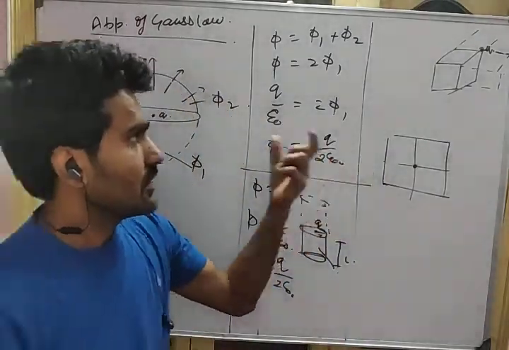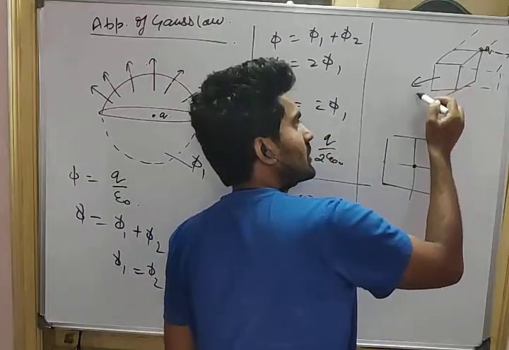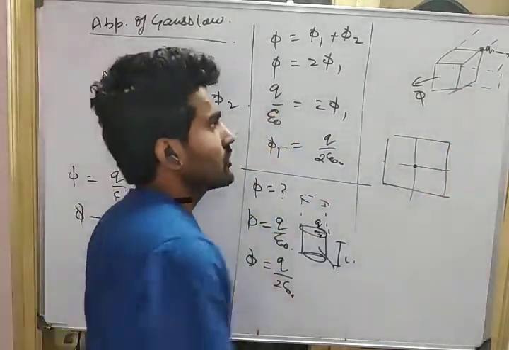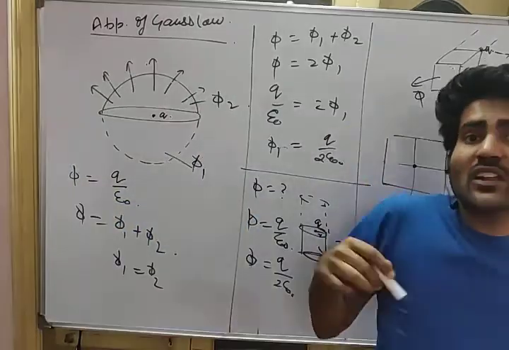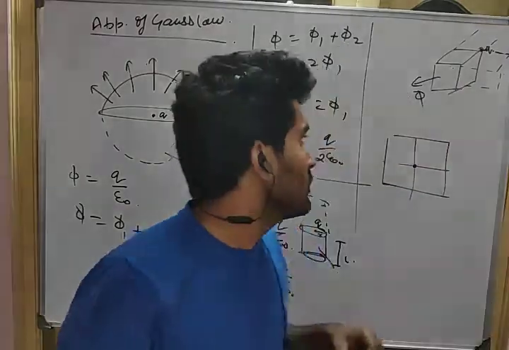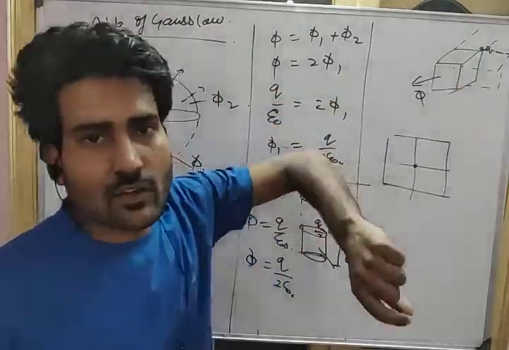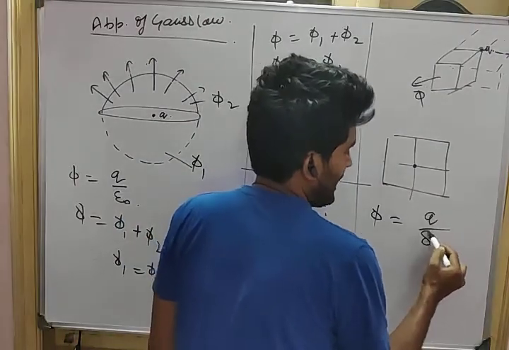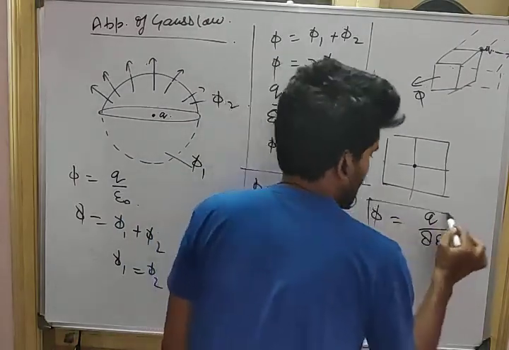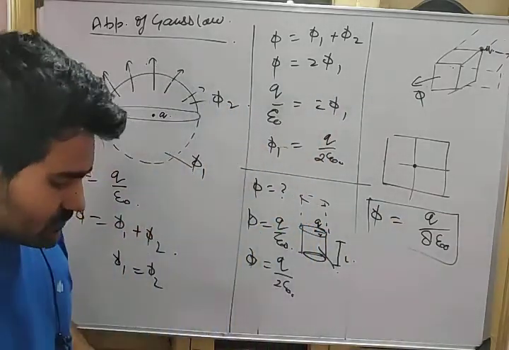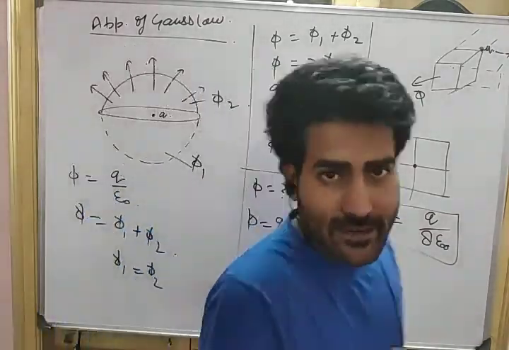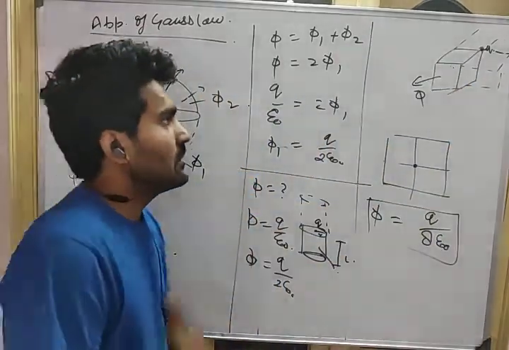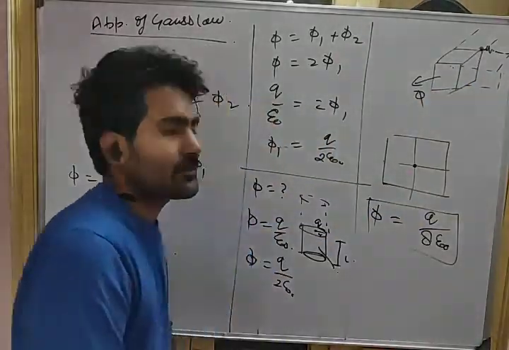So the flux leaking out of this particular cube: we know the flux leaking out of the total 8 cubes. So how much flux will be leaking out of a single cube? That will be flux equal to Q by 8 epsilon, right? It means the total flux is divided by 8. So what is the contribution of this cube? It will be Q by 8 epsilon, right?